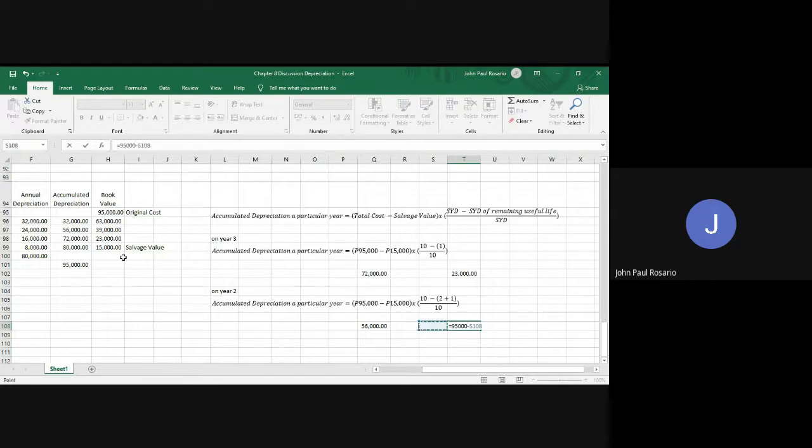While on year 2, that's 95,000. Deduct from it this one. So the book value at the end of year 2 is 39,000. So with that, we're done with our discussion on sum of the year's digits. Now let's go to our discussion on declining balance method.